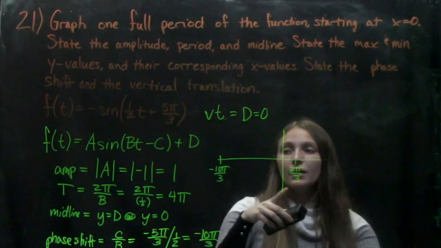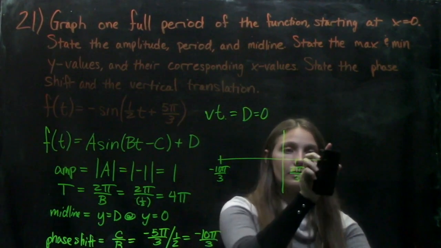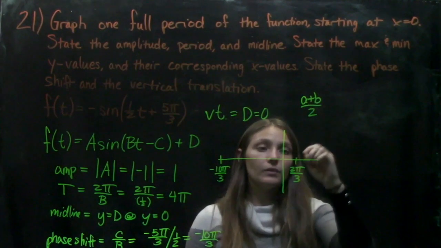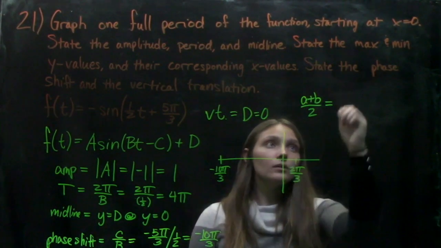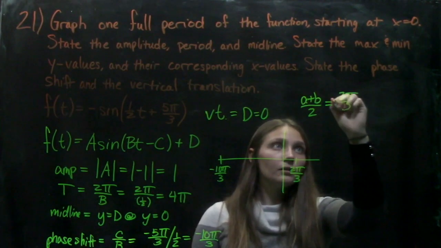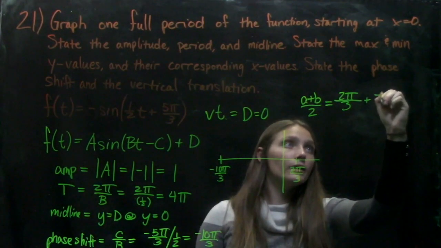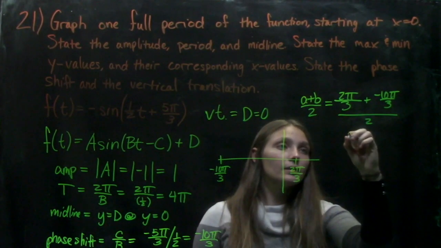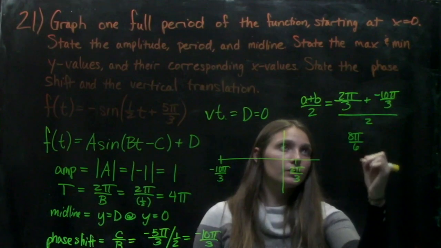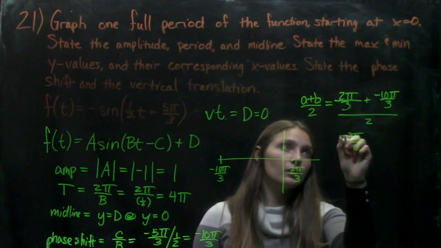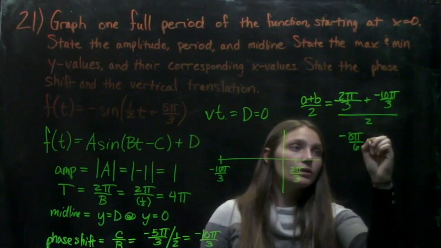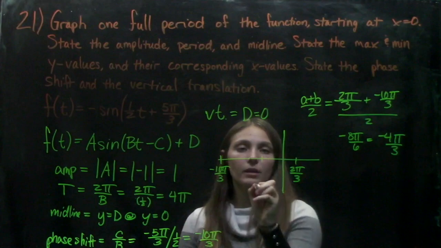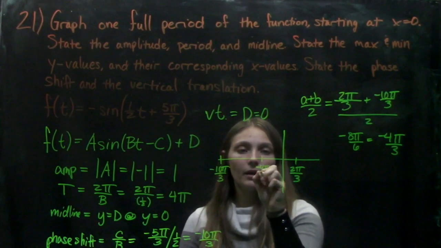Now we're going to find the midpoint of negative 10 pi over 3 and 2 pi over 3. So the midpoint is going to be (a plus b) over 2. So we've got our a, 2 pi over 3, plus negative 10 pi over 3, and we're going to divide that by 2, and we get 8 pi over 6. But it's going to be negative 8 pi over 6, which is the same as negative 4 pi over 3. And we can draw that in our midline here, negative 4 pi over 3.